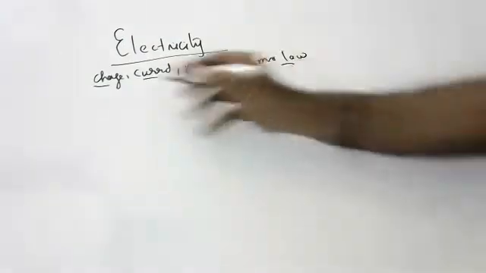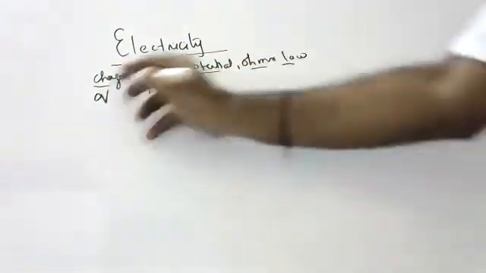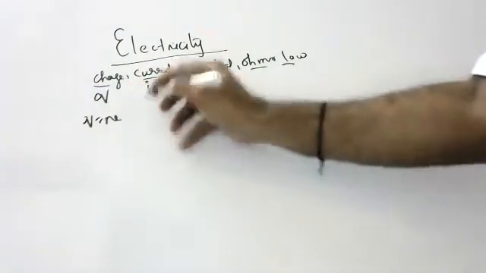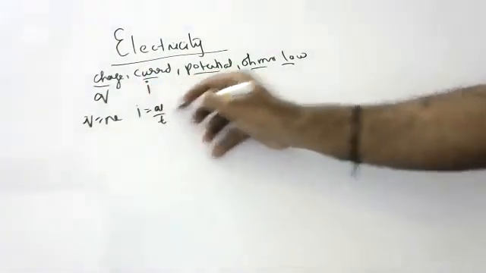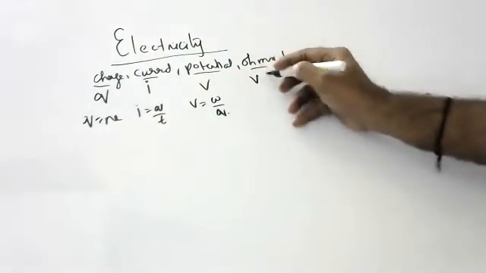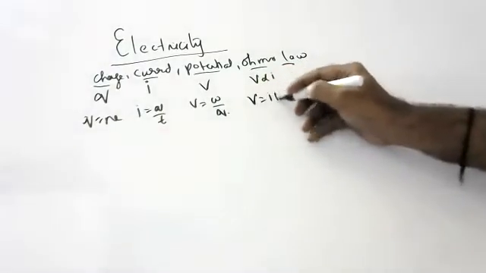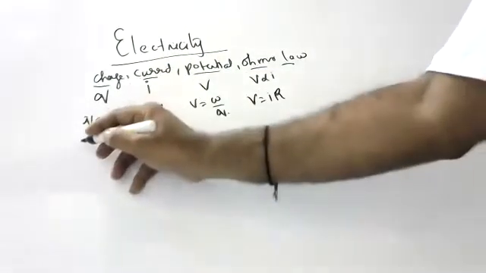Children, a very small revision. Charge is denoted by Q, current is denoted by I, potential is denoted by V. Charge formula is Q equals NE, current formula is I equals Q by t, potential formula V equals W by Q. And potential applied is directly proportional to current flowing in a conductor. Keeping the proportionality constant, V equals IR, as I told.